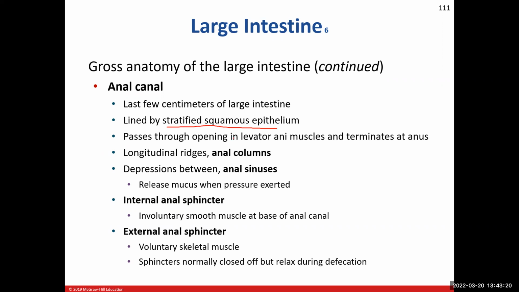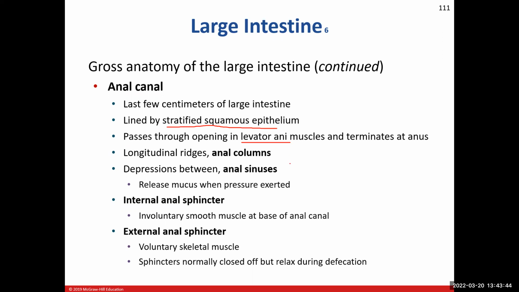Now, the anal canal passes through this group of muscles that sit on the floor of the pelvic cavity. The collective name is known as the levator ani muscles. These muscles do play a role in the defecation process. We'll talk about that in a moment. But they do form the floor there of your pelvis.